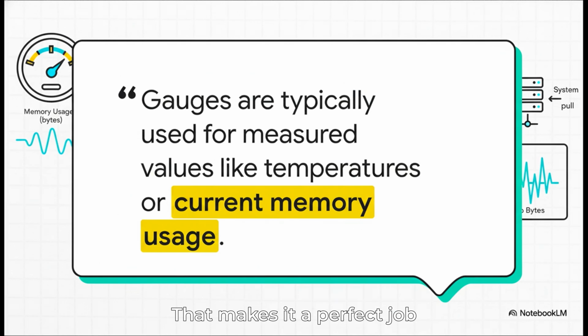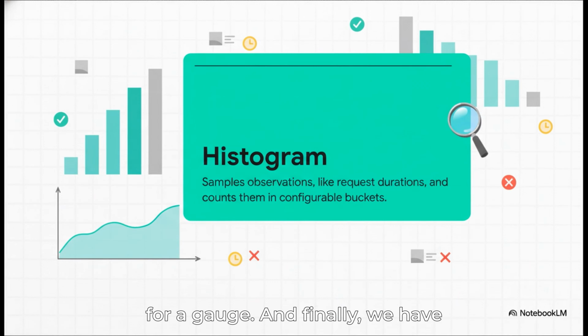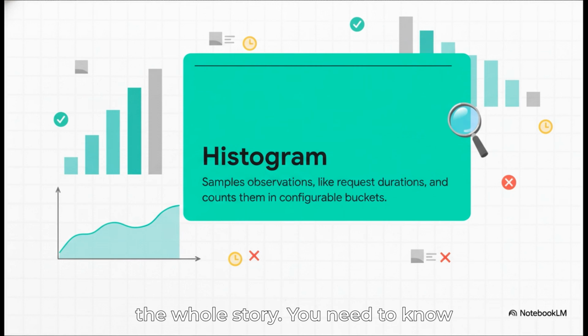That makes it a perfect job for a gauge. And finally, we have the histogram. Now, this one's a bit more advanced, but it's super powerful. It doesn't just track one number. It tracks the distribution of numbers. It's amazing for things like request latency, because let's face it, the average latency doesn't tell you the whole story. You need to know how many users had a fast experience and how many had a painfully slow one.